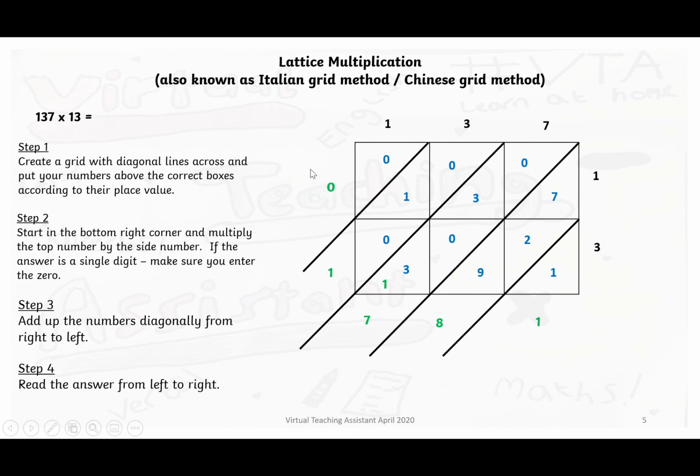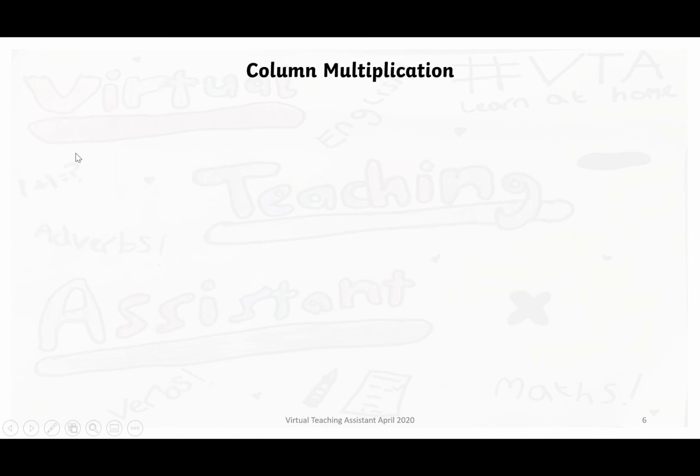Now, you've got to read your answer from left to right like this. Obviously, if the 0 is at the front of your number, you take away that 0, you just discount it. Okay, so I know my answer is 1,781. Again, quite a difficult sum. It looks quite easy doing it that way.